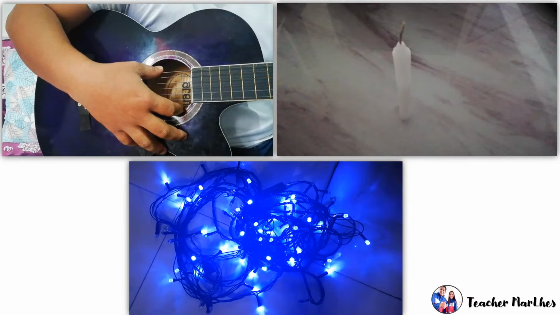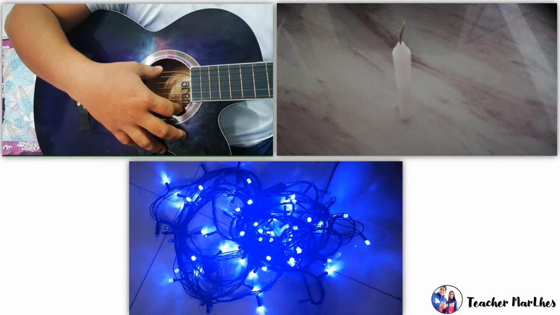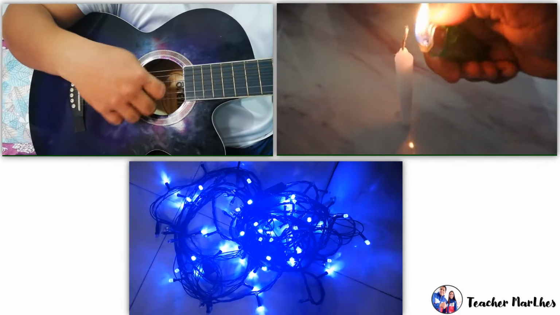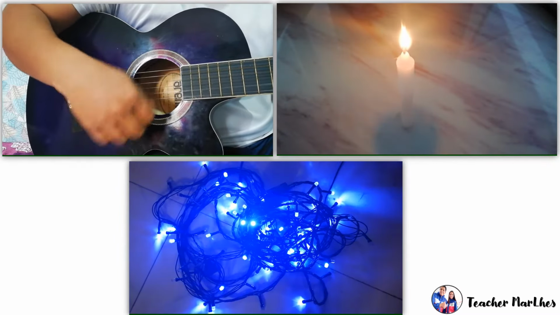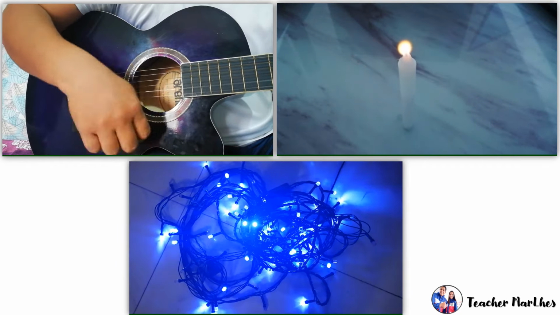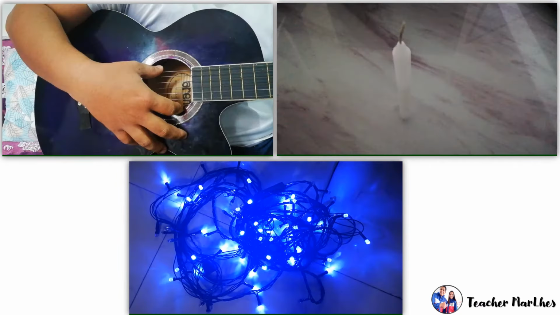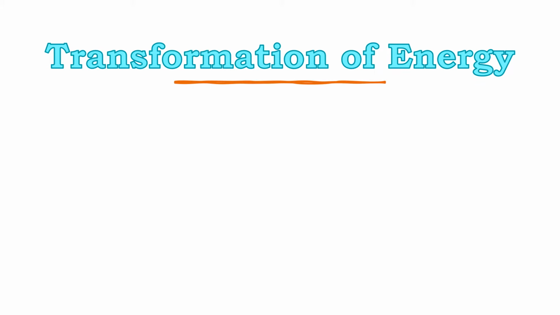Now children, by doing all these three experiments, we already know how energy is being transformed. So let us take a look in another example of energy transformation. Energy transformation starts when radiant energy strikes the Earth's surface. Some of this energy is transformed by photosynthesis into chemical energy stored in the carbohydrate molecules in the plant.